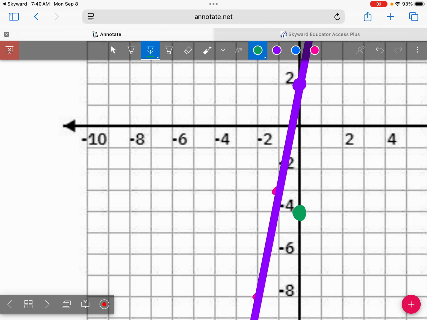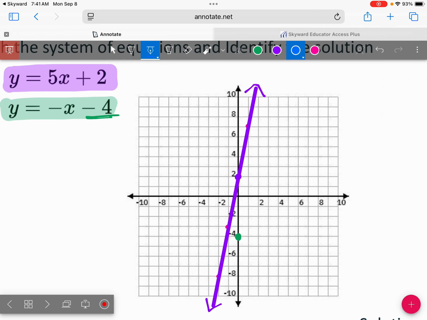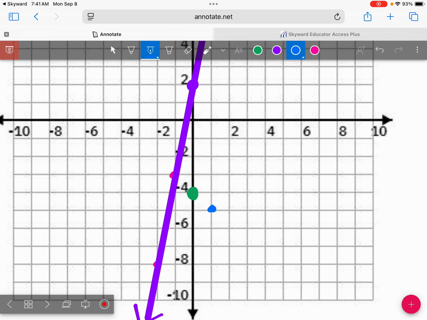My first point's going to be at that negative 4. That's my y-intercept. That's this guy right here. And then how do I find my next point? Down 1, right 1. We're going to go down 1, right 1. And again, the more dots you have, the easier it is to connect them up.